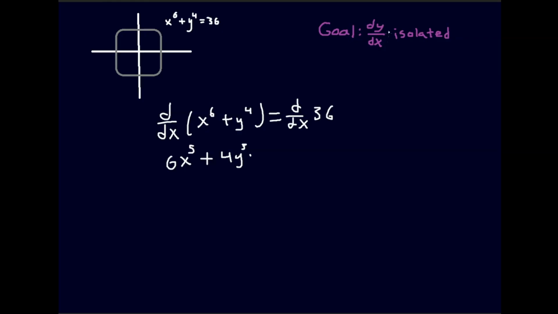Usually you would take this derivative in the chain rule, but we don't actually know what that is. So that is the term we're looking for. So I'm actually going to write it as y prime, but you can also write it as dy dx, whatever works. And then the derivative of 36, a constant, is always 0.